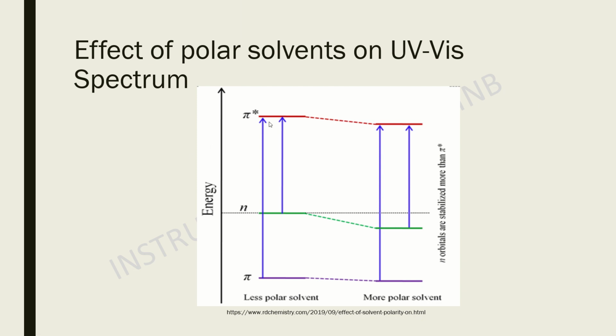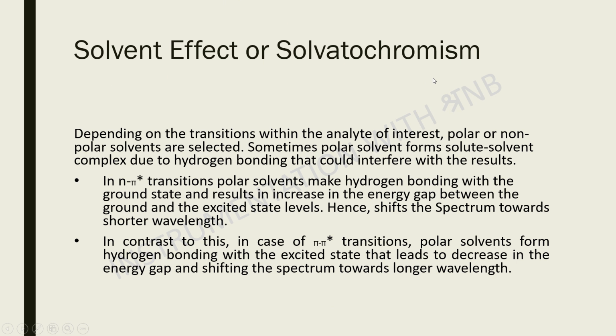Whereas in case of n to pi star transition, as n orbitals are more stabilized than the pi star orbitals, the energy gap would increase. Why? The lone pair of oxygen would interact with the non-bonding electrons and it gets stabilized. So more activation energy is needed to transfer the ground state electron towards the excited state. So, depending on the transitions within the analyte of interest, polar or non-polar solvents are selected.